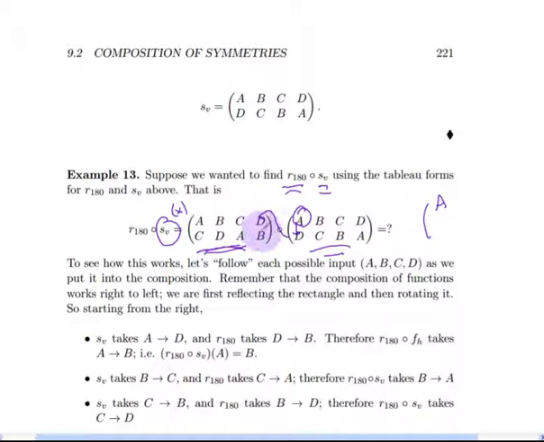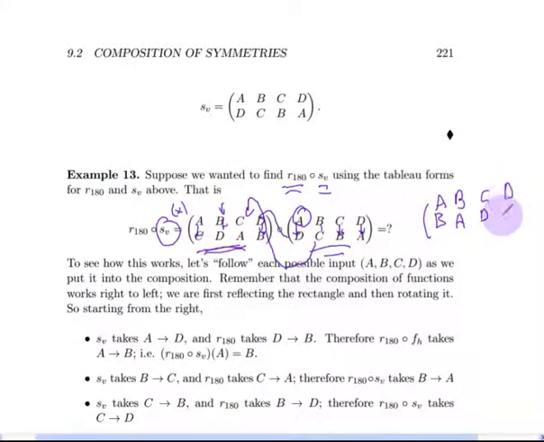Where does B go? B under the vertical flip goes to C, but the rotation takes C to A. So I get B goes to A. C under the vertical axis flip goes to B, but B goes to D. So that gives me C goes to D. Now naturally we should get D goes to C. Let's see if that works out. D goes to A goes to C, so D goes to C.